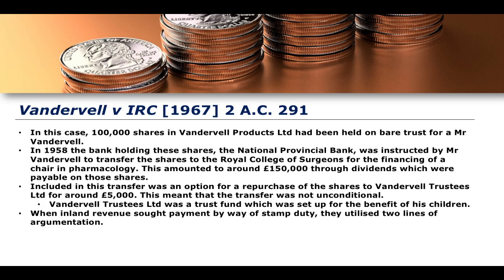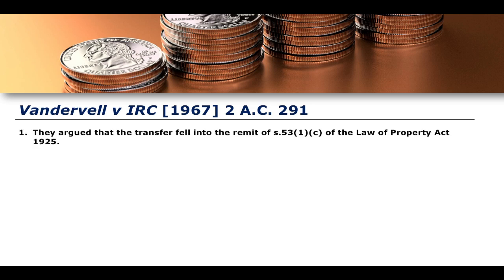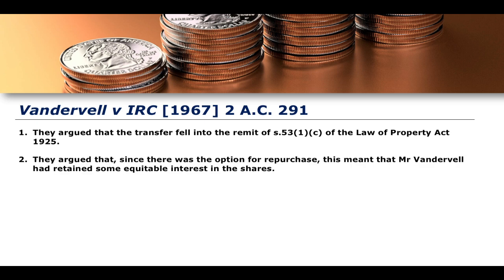All that you need to know is that Inland Revenue sought to get a payment by way of stamp duty, and they argued this in two ways. The first argument was that the transfer of the property actually fell into the remit of Section 53(1)(c) of the Law of Property Act of 1925, and so represented an ordinary equitable disposition of an equitable interest, and as a result would fall into the tax liabilities that were presented therein.